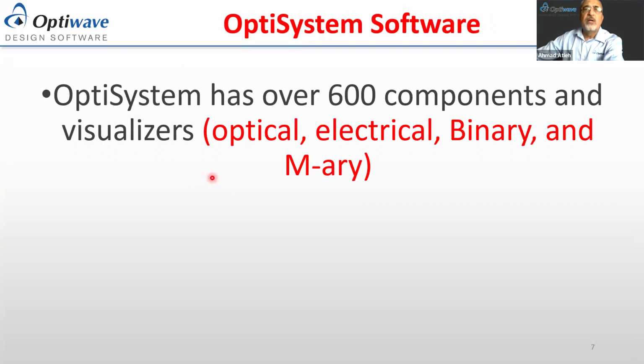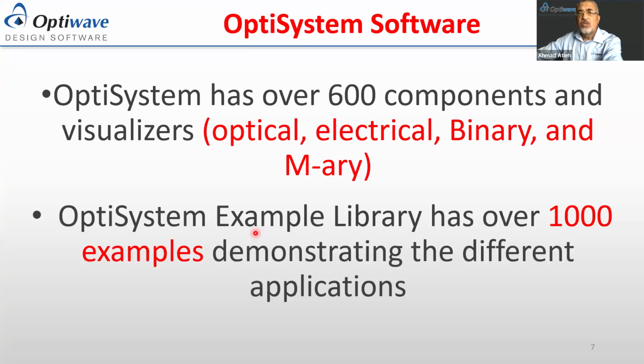In OptiSystem release 21.1, we have over 600 components and visualizers in the different domains: the optical domain, electrical, and binary and memory domains. You can design different devices and systems and monitor them. We also have over 1,000 examples, which can be used as guidance for understanding the operation of the components, as well as building on them for your special design.